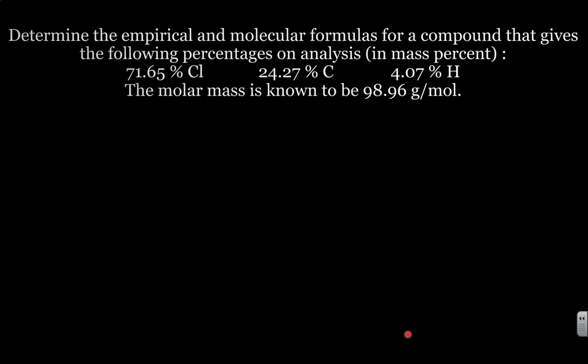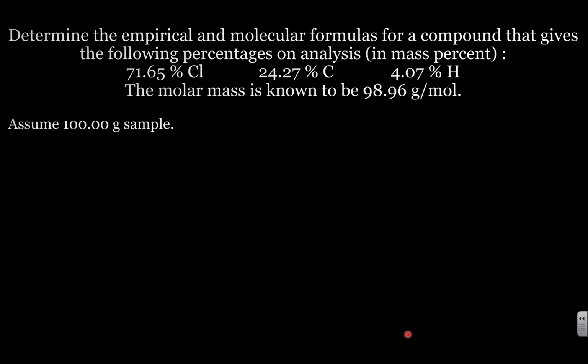Let's try one last one real quick, all the way through. Determine the empirical and molecular formulas for a compound that gives the following percentages on analysis in mass percent: 71.65% chlorine, 24.27% carbon, 4.07% hydrogen. The molar mass is known to be 98.96 grams per mole.